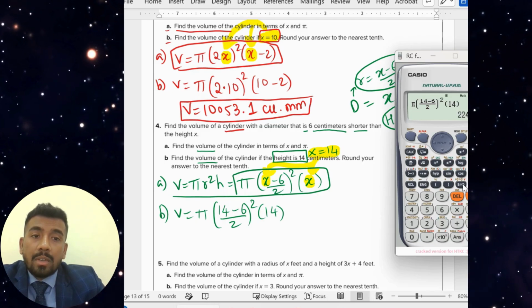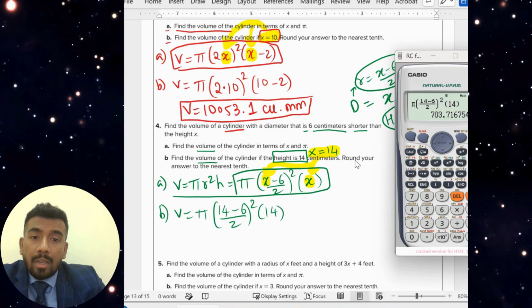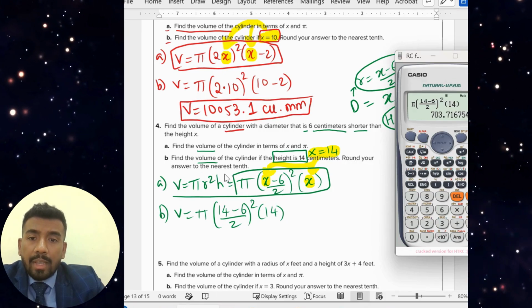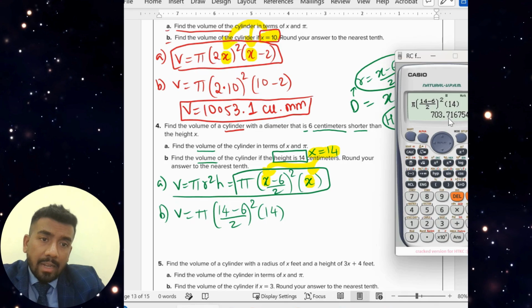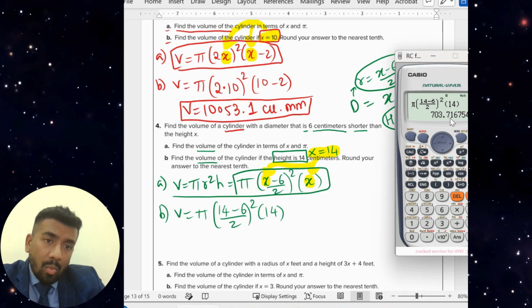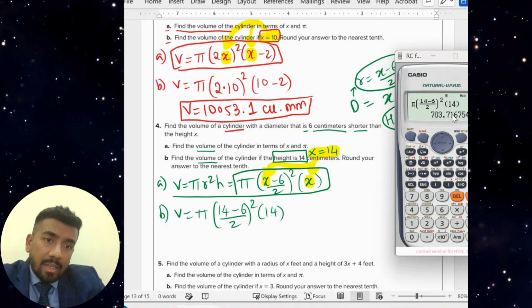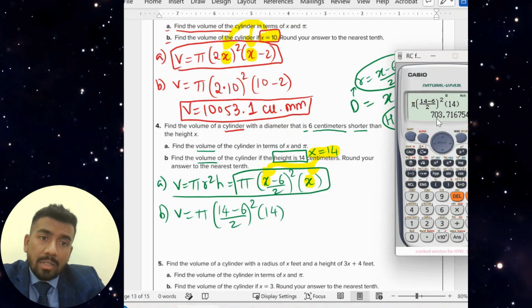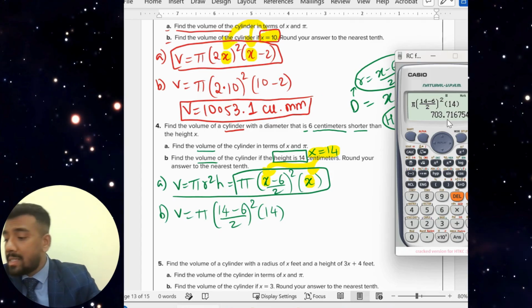So what's the answer? I need it in point. Round your answer to the nearest tenth. Again, after the point, I need one number. So 0.71, the 1 I can just delete because it's less than 5. So what's the answer? 703.7.